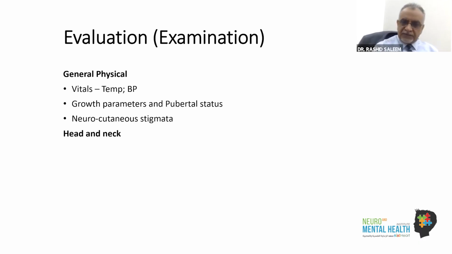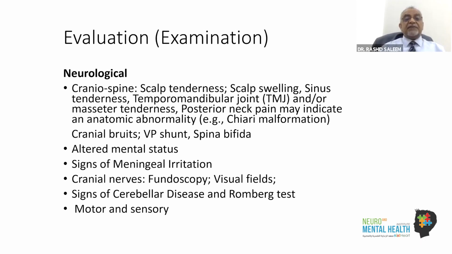Neurocutaneous stigmata, café-au-lait spots, TS, and Sturge-Weber syndrome, all these are important. Now, neurological examination: you start with craniospine, very, very important. In tension type headaches, you want to elicit scalp tenderness or pericranial tenderness, very, very important. So when you're examining, you gently palpate all over the scalp and elicit tenderness. And if you can find those trigger points, that supports the diagnosis of tension type headache. Similarly, in temporomandibular joint dysfunction you can find tenderness there.